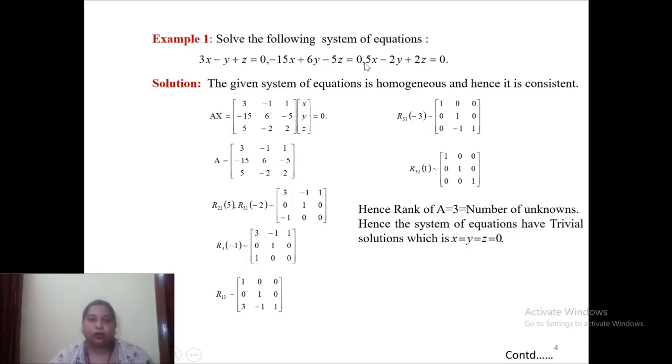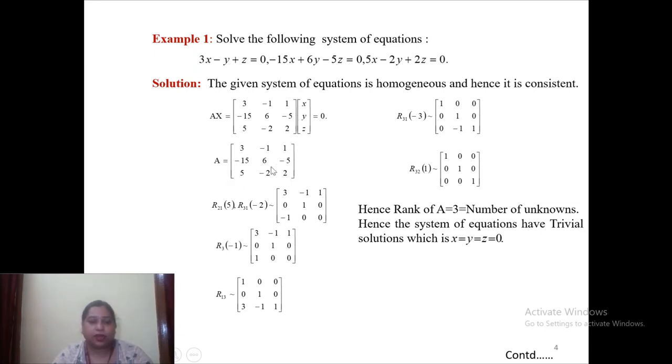Now, in order to solve this system of equations, first we will reduce this matrix A into echelon form. With the help of the echelon form, we will find the rank of A. If the rank of A comes out equal to the number of unknowns, then the system will have the trivial solution. And if the rank comes out less than the number of unknowns x, y, z, then the system will have an infinite number of solutions. In that case, we have to take one variable as k, where k is an arbitrary constant.